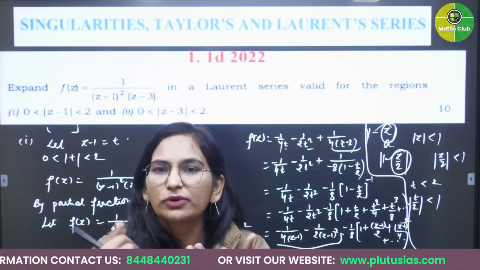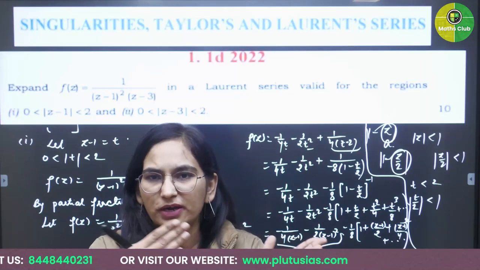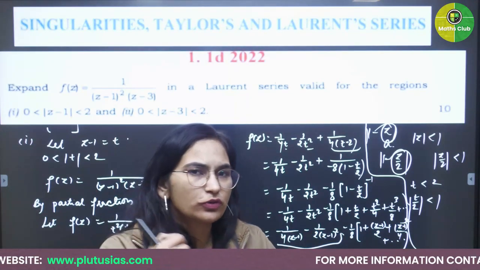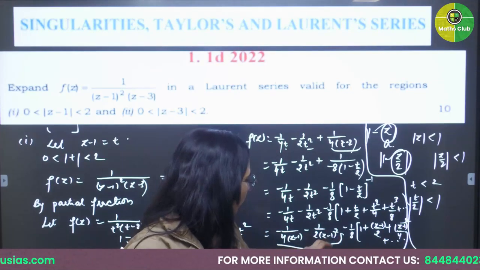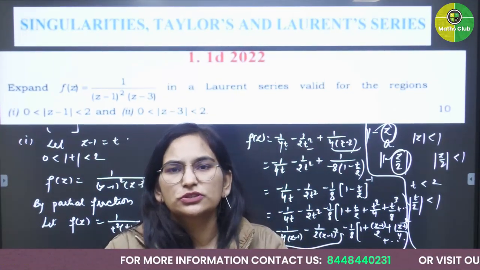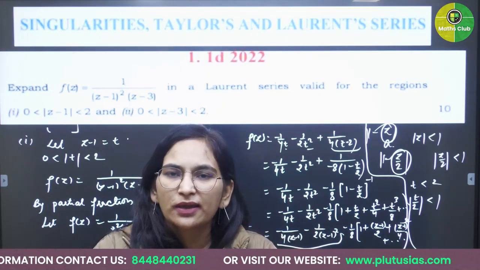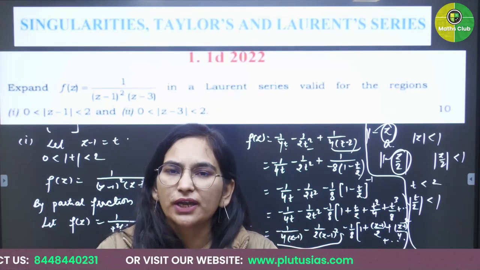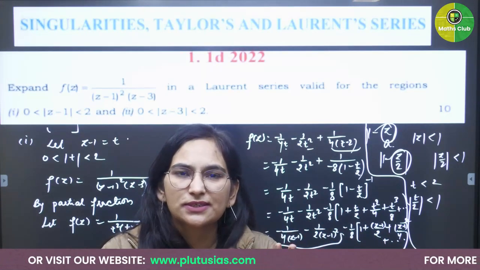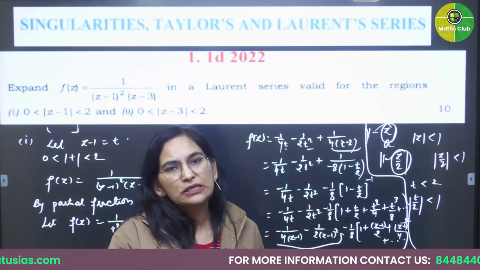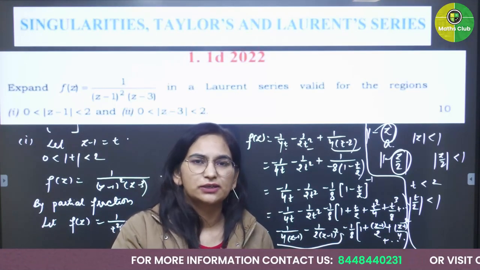Or if a finite number of terms appear in the principal part of the Laurent series, then it would be a pole, and the order of the pole would be decided by the highest degree of the denominator power. Whatever the denominator power of z is, that would be the order of the pole. And if you have an infinite number of terms in the principal part of the Laurent series expansion, then the singularity would be an essential isolated singularity. Okay?